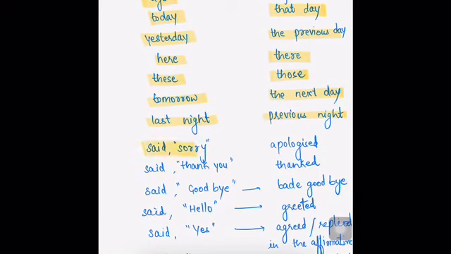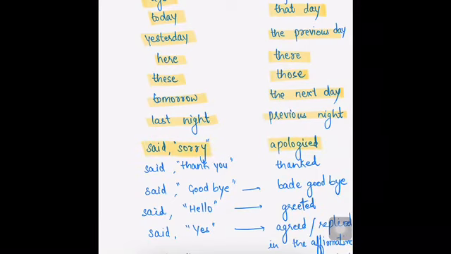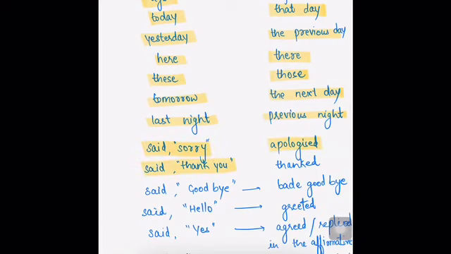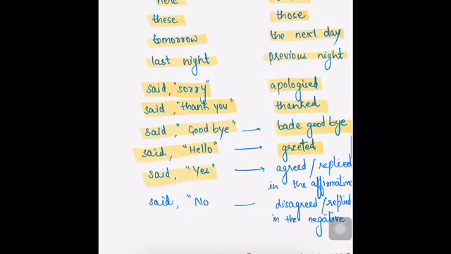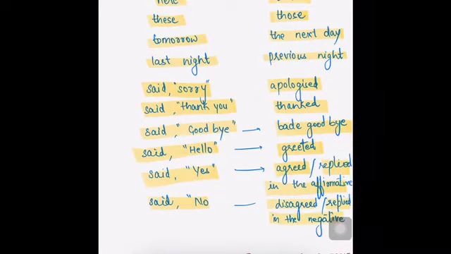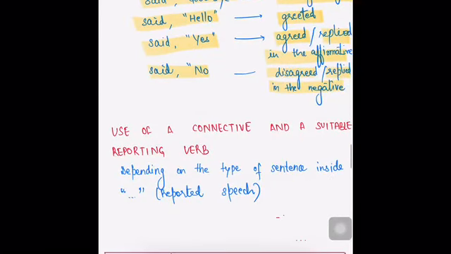If the usage is said sorry, you can write apologized. Said thank you, you will change it into thanked. Said goodbye, you can change it into bade goodbye. Said hello, so you can change it into greeted. Said yes, so you can either say agreed or you can say replied in the affirmative. Similarly, if you said no, disagreed, replied in the negative.